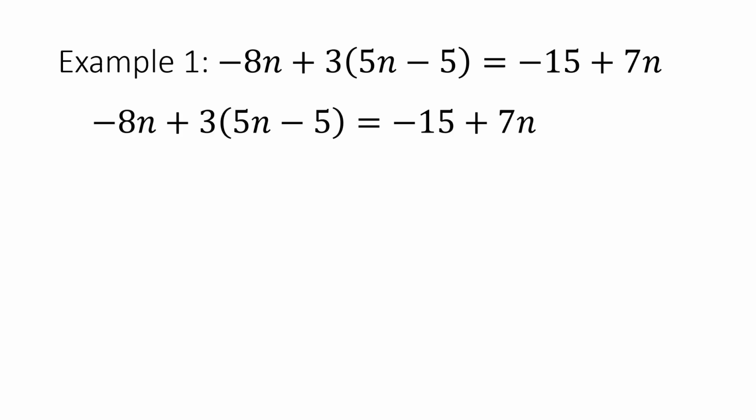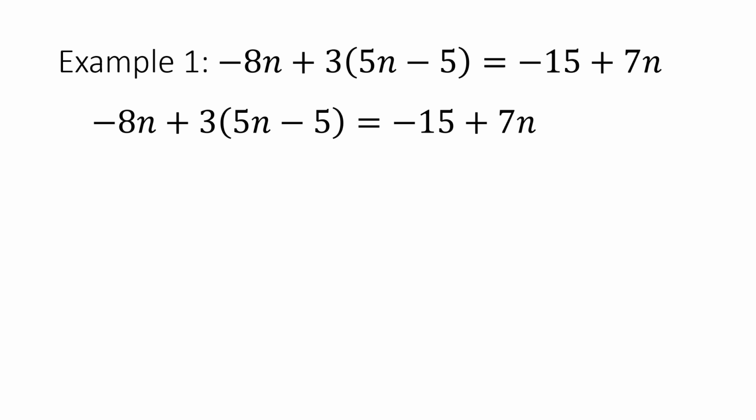So the first thing I need to do when I solve this equation is make sure that both sides of the equation are simplified. And if you look, the right side of the equation is simplified. Negative 15 plus 7n, you can't do anything with that side of the equation.